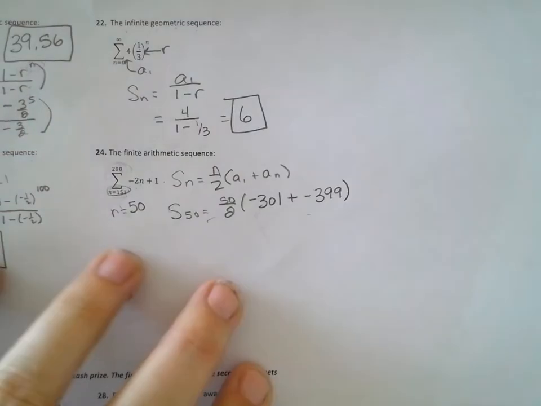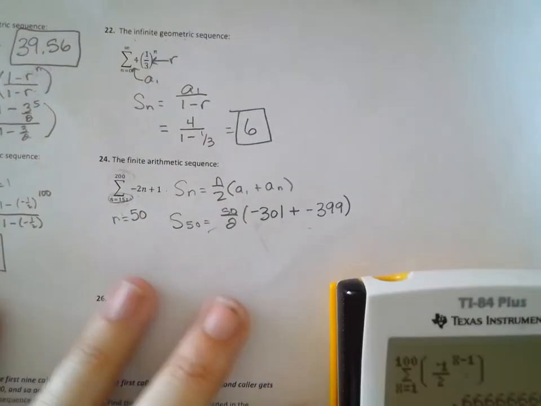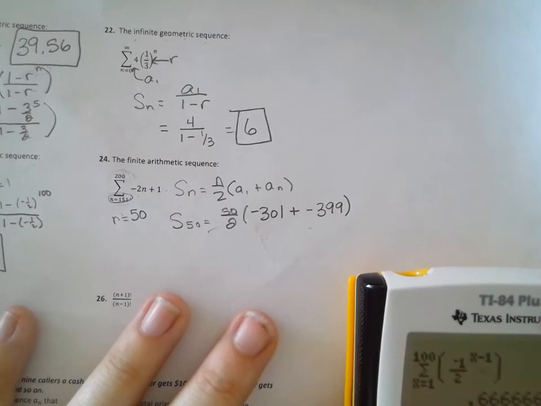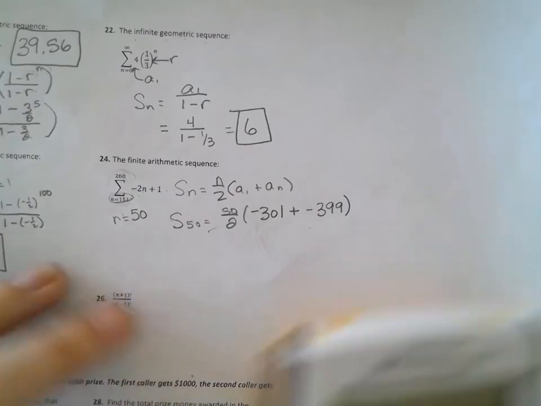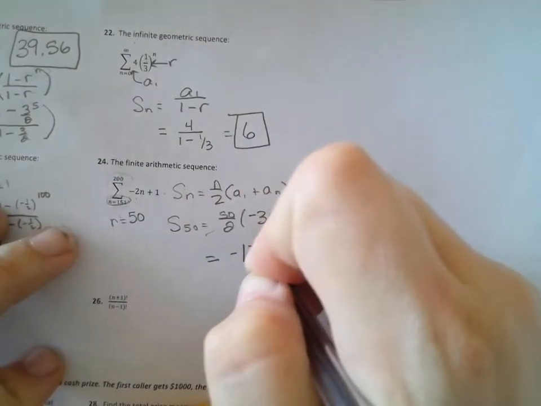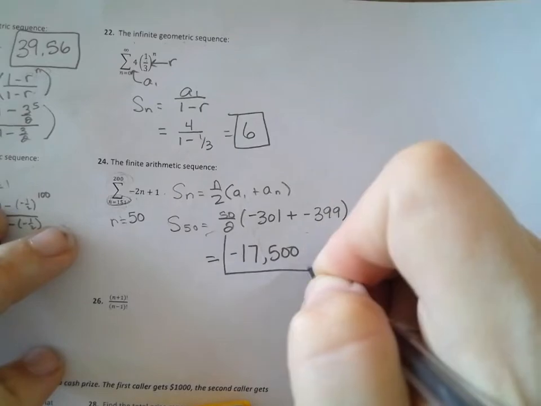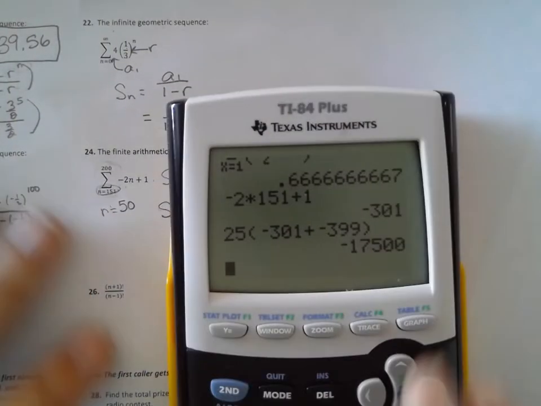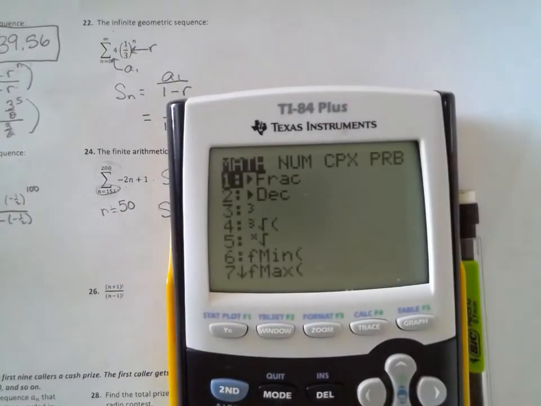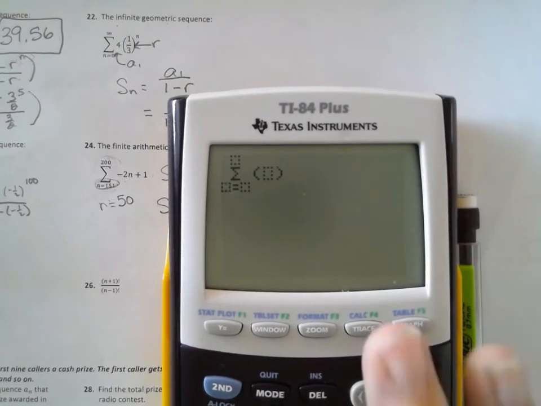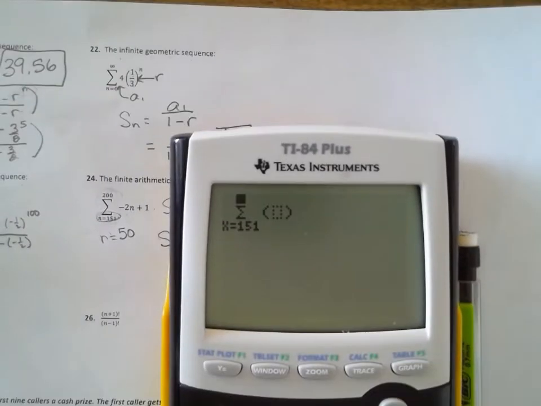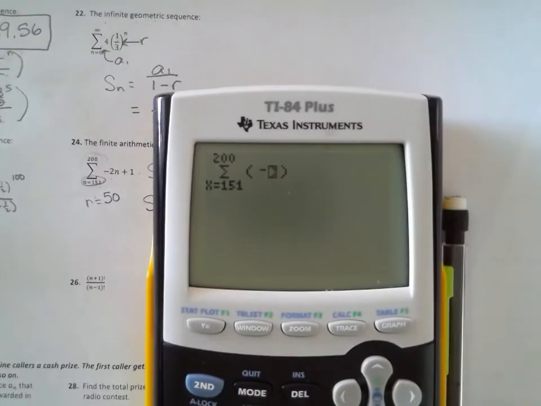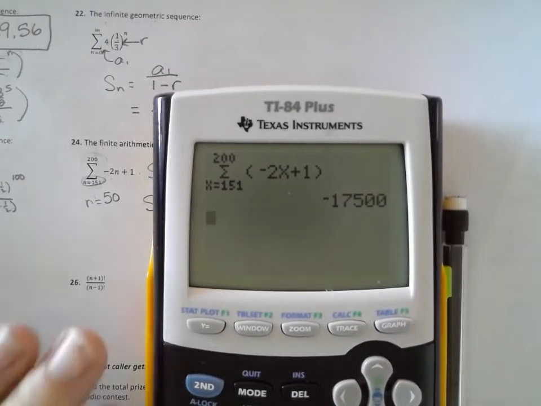So now I'm going to plug that in as I see it. So this is 25 times negative 301 plus negative 399. So I got that this is negative 17,500. Again, I trust myself, but then, question mark, maybe not. So I'm just going to triple check myself. Math 0, x going from 151 to 200 of negative 2n plus 1. Hallelujah. Okay, so I knew that my math was correct, but I still wanted to triple check.